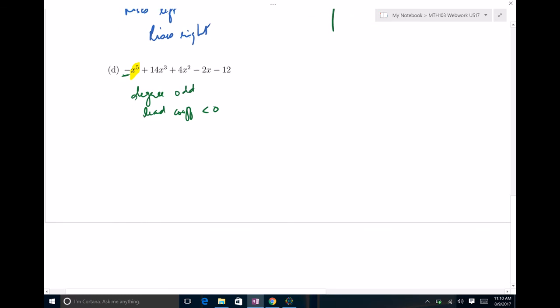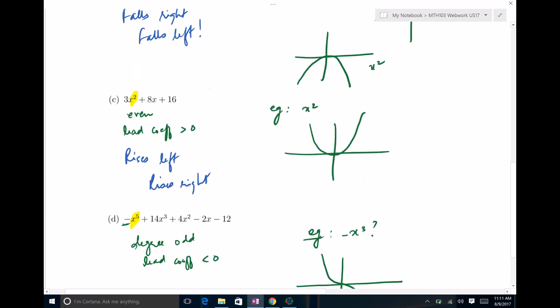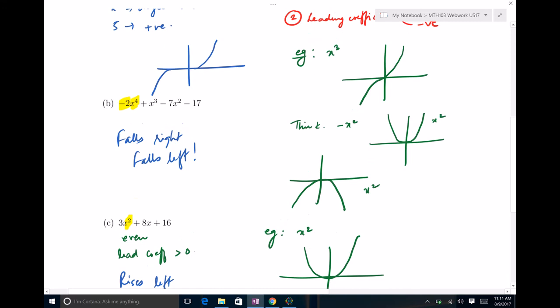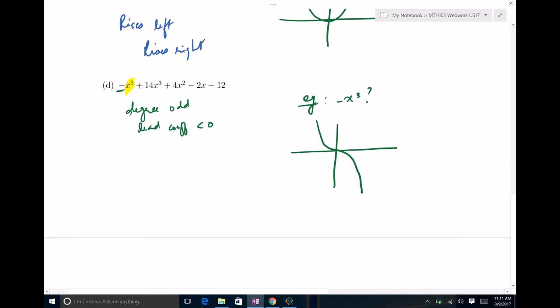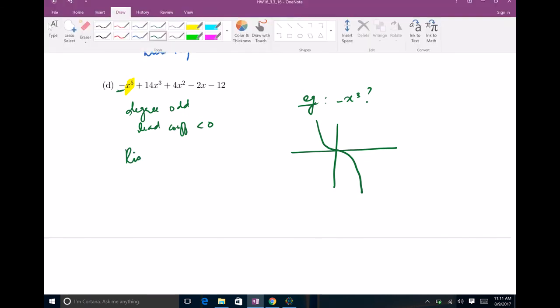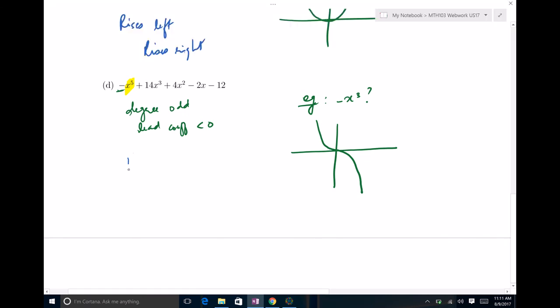Now in a case like this, the example that you want to keep in mind is you want to think about what the graph of negative x cubed looks like, because that's a graph that has a negative sign and an odd term. This is a graph that looks like this. It's the exact opposite of the x cubed graph that I drew in the beginning. So in this case, what happens is the graph rises in the left and falls in the right.